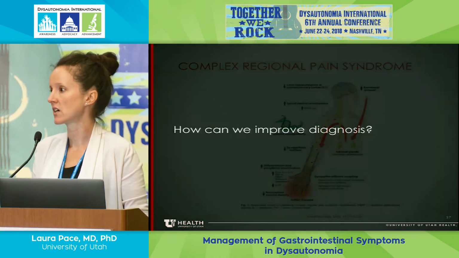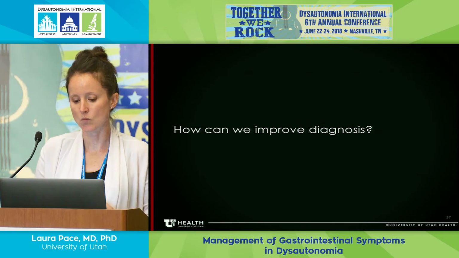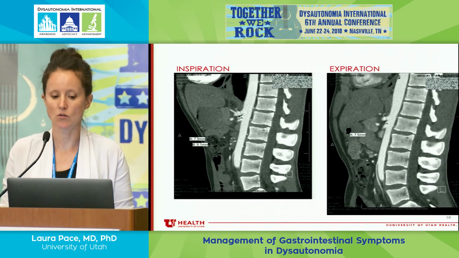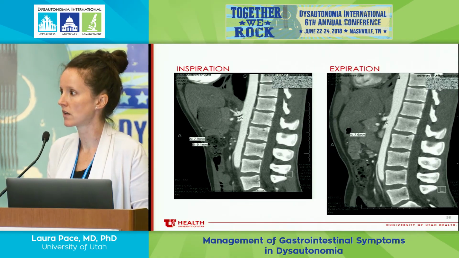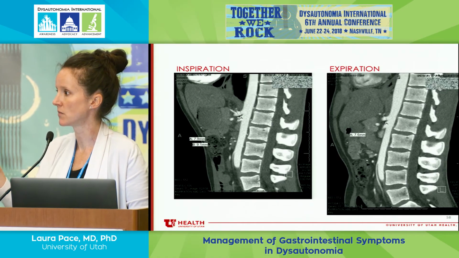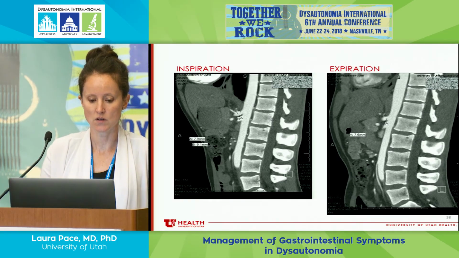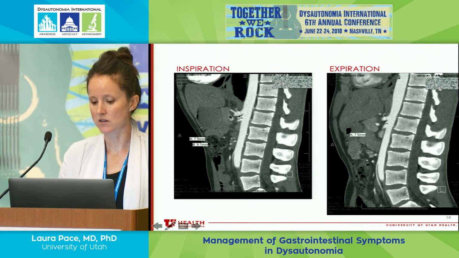So we've been working to actually improve diagnosis specifically in this population. What we've done is we've developed new CT angiographic protocols at our institution so we can specifically look at the position of the ligament in regards to the artery. What you can see in this individual is that his ligament is here, and here is your celiac artery. And then over here, this is expiration.